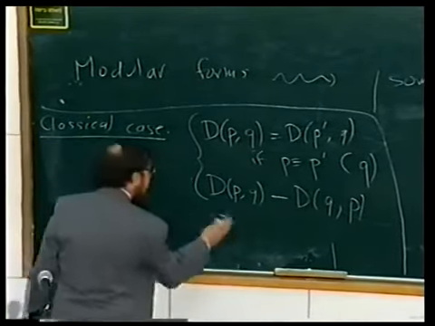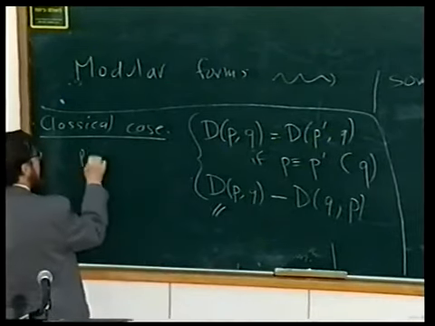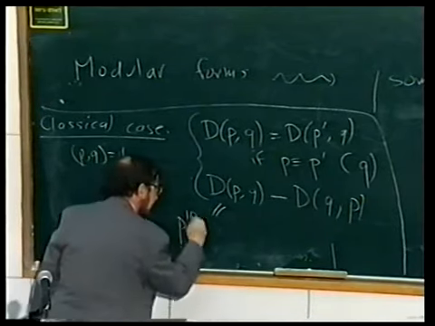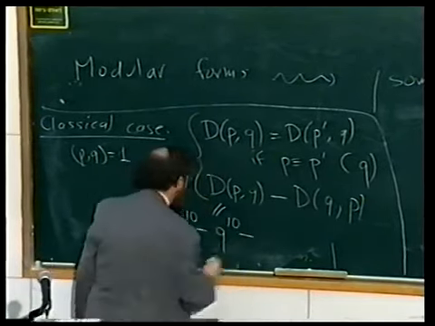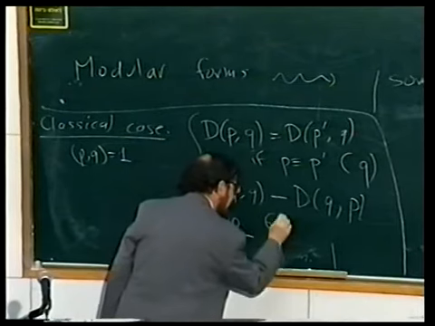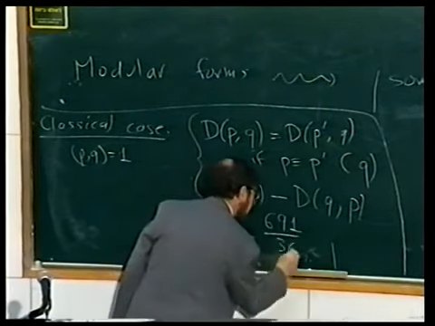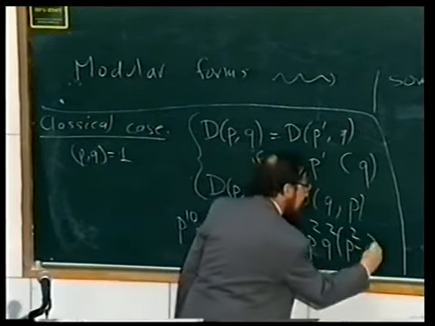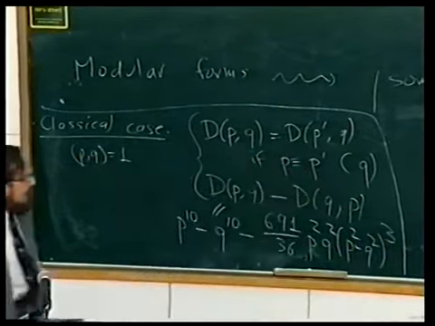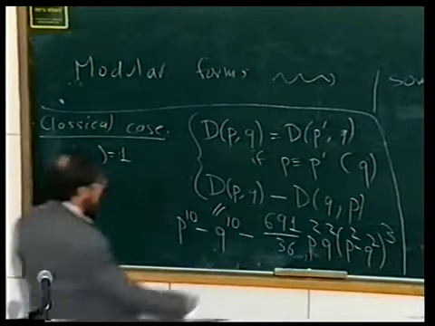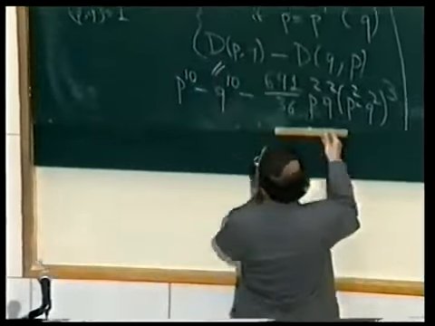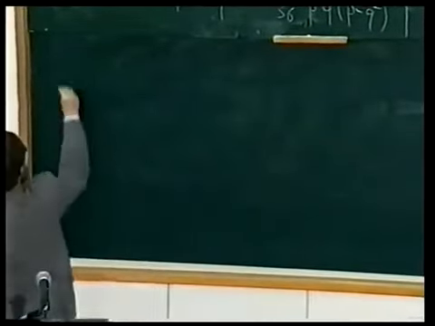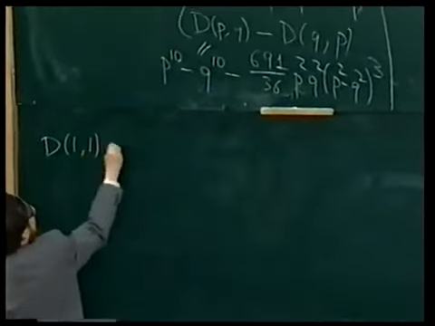D of p, q minus D of q, p is equal to, and it's only defined for p and q coprime, it's not terribly obvious, but the right definition is p to the 10th minus q to the 10th minus 691 divided by 36 times p squared times q squared times p squared minus q squared cubed. Now that's not a very plausible definition of anything at all. But in fact, it's the correct definition of D of p, q, to be precise. So let's look at how it works.